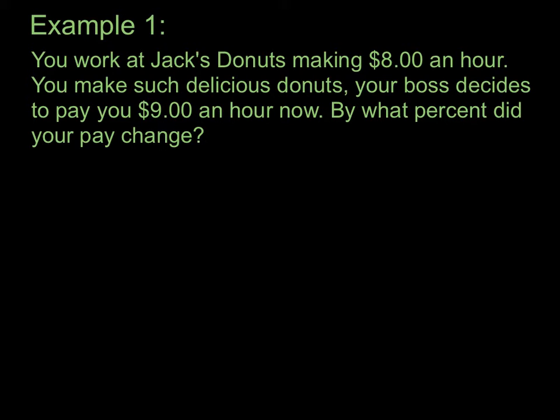The first thing we're going to do is subtract those amounts. So it's always the bigger minus the smaller. So the bigger amount was $9. And we're going to subtract $8, and we're going to divide that by the original amount. How much were you making first? And that was $8. So this is how you would set up the problem. This is the first step that I would expect to see.